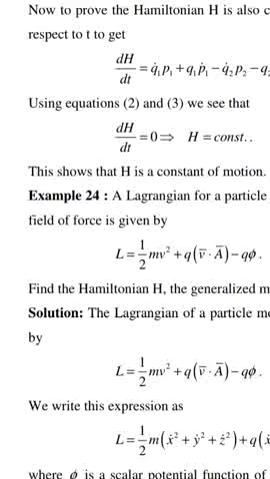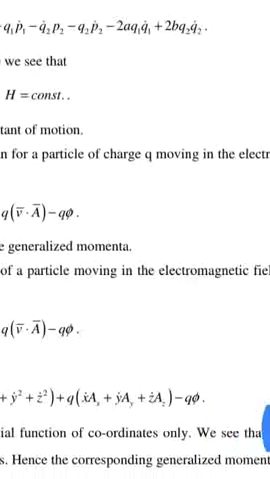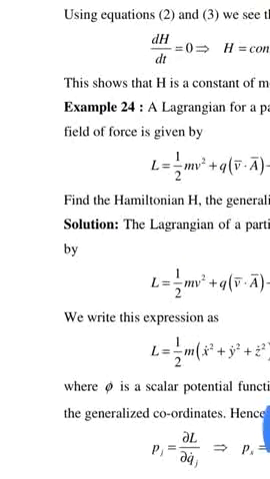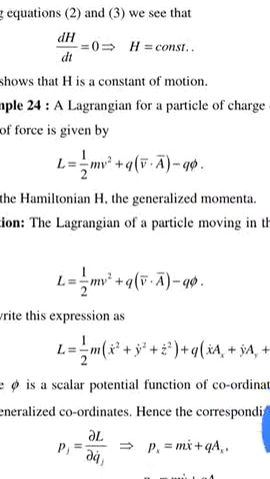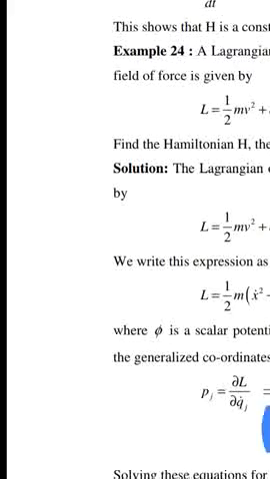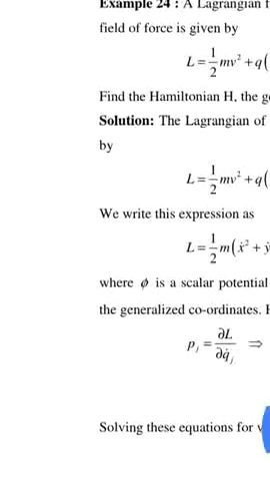Example. A Lagrangian for a particle of charge q moving in an electromagnetic field of force is given by L = 1/2 mv² + q v bar dot a bar - qφ. Find the Hamiltonian H and the generalized momentum.